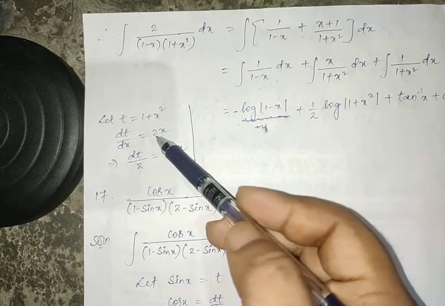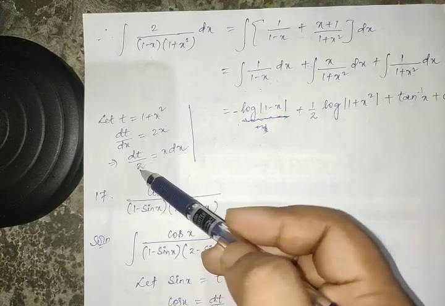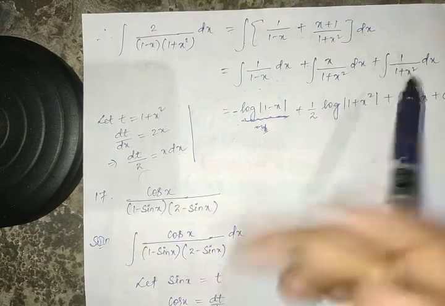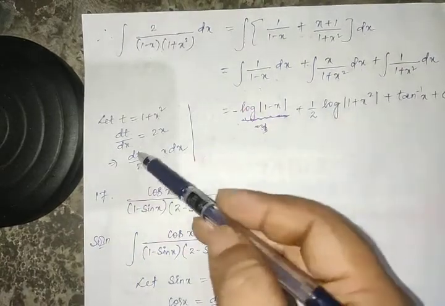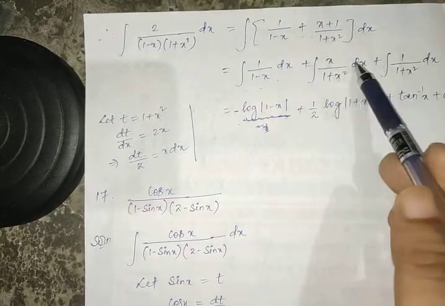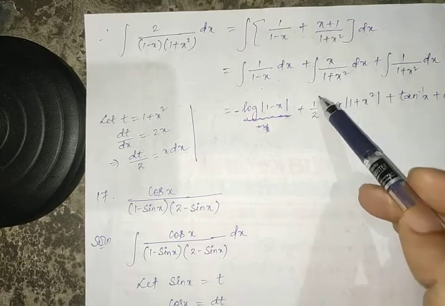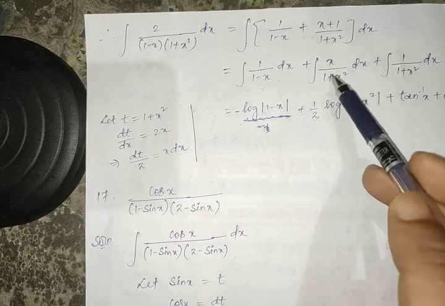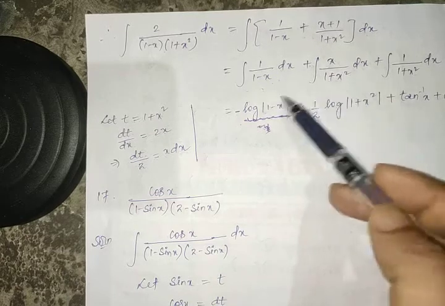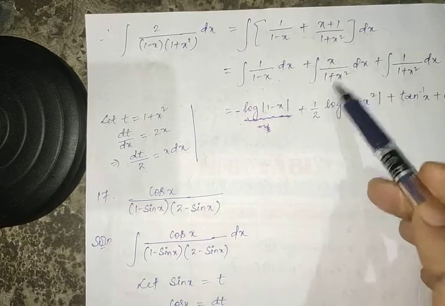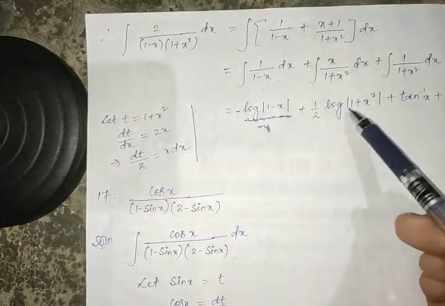You can bring this 2 here, and you will get dt by 2 equal to x dx. So in place of x dx we can write dt by 2. The 2 is constant, so we'll write it outside, that is 1 by 2. And what is remaining then? dt by t. The integration of 1 by t is log t, and what is t? That is 1 plus x square. So we get half log of 1 plus x square.